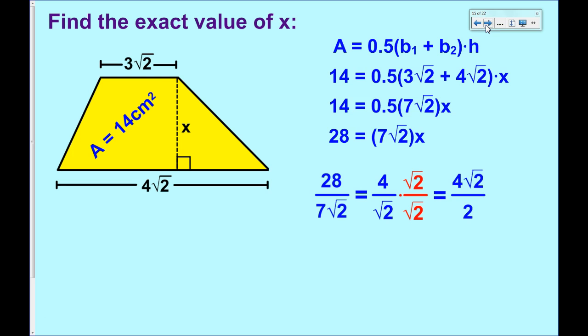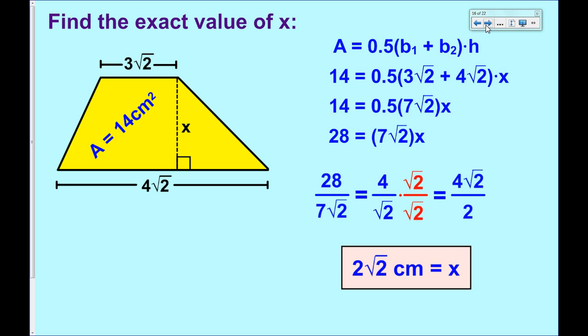So we get 4 times the square root of 2 over 2, and of course the 4 and the 2 can simplify to get our grand total of 2 times the square root of 2. And then of course we have to put a label on there, and since what we found was a linear length, we're just going to keep it as centimeters, plain old centimeters, not centimeters squared.